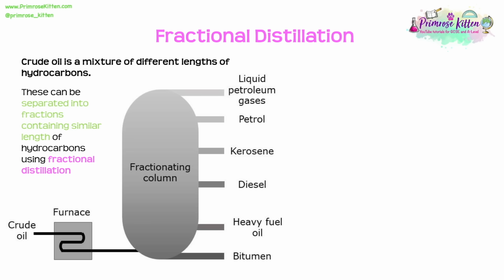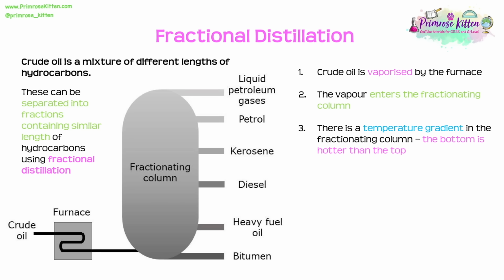The crude oil is going to pass into a furnace. When it's in this furnace, of course, it gets heated up and it's going to evaporate. It's vaporized by the furnace. Now this vapor is going to pass on into this fractionating column. In this fractionating column, because it's being heated from below, the bottom is hotter than the top. This vapor is going to rise up the column, and because it's cooler at the top, the vapor is going to cool down as it rises.